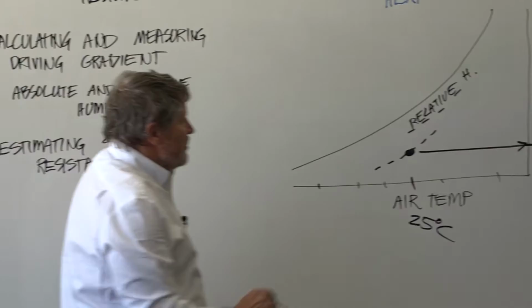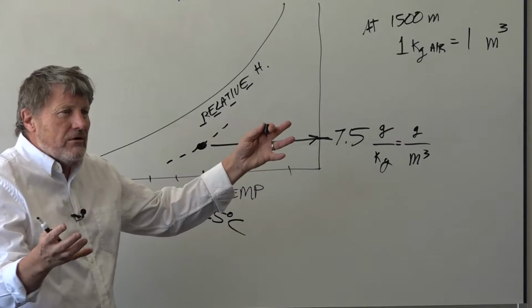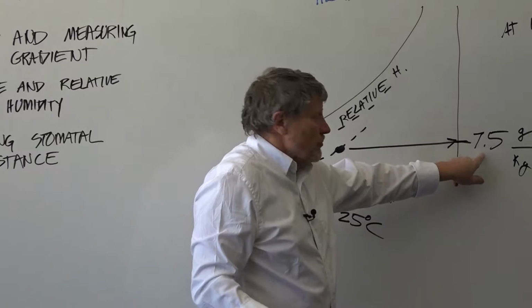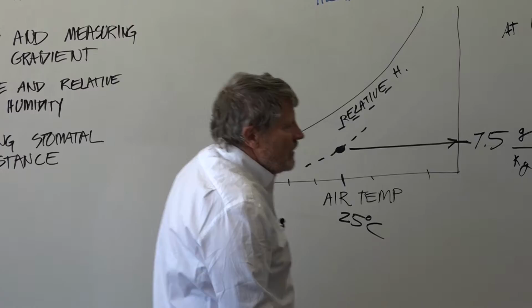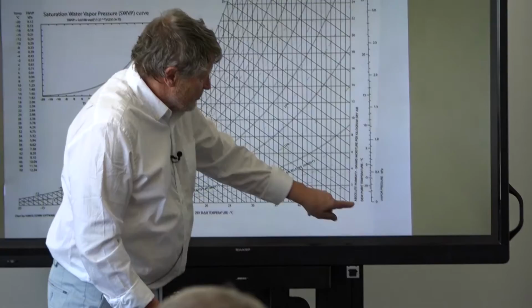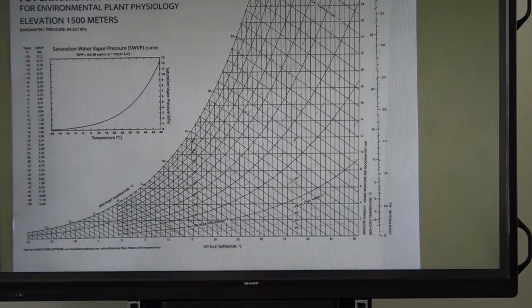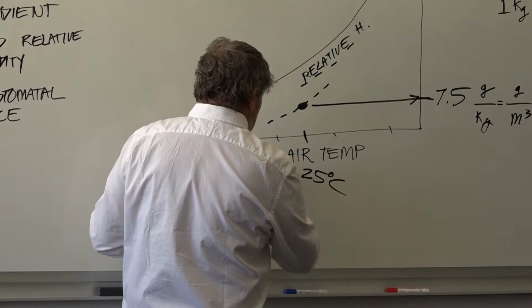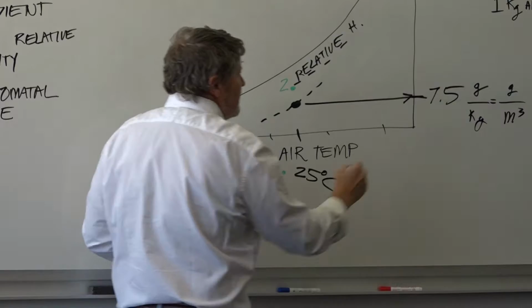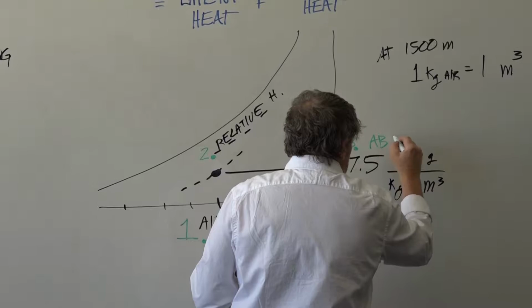If we took a cubic meter of air and condensed all the water out of it, a cubic meter is pretty big, we'd only get 7.5 grams of water. That's the absolute humidity. If you look carefully over here, the second column is dew point temperature. Now, I promise five things from this. So here's one, air temperature. Two is relative humidity. Three is absolute humidity, ABSHUM.